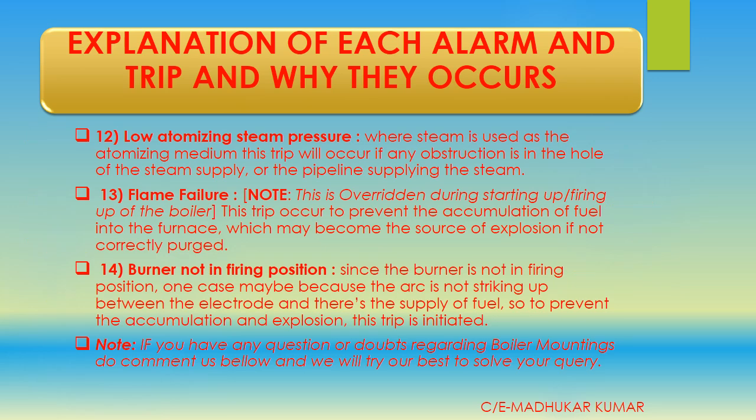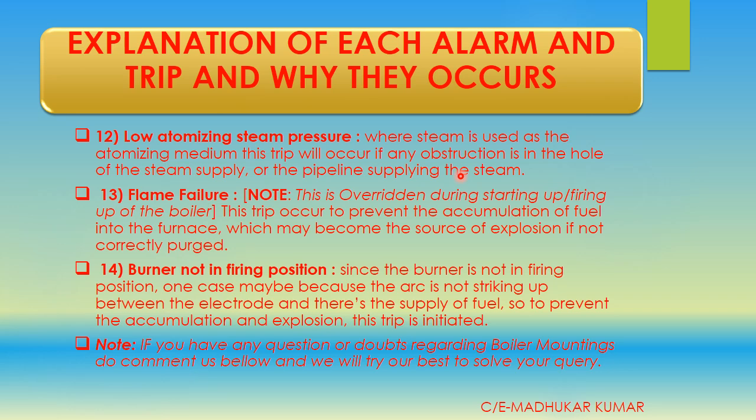Now next is low atomizing steam pressure. We have atomizing steam or sometimes atomizing air also. In this case the steam is used as the atomizing medium. This trip will occur if there is any obstruction in the steam supply or the pipeline supplying the steam. Basically the atomizing steam is for the atomization of the fuel. It helps in the atomization, or sometimes we have air also which atomizes the fuel.